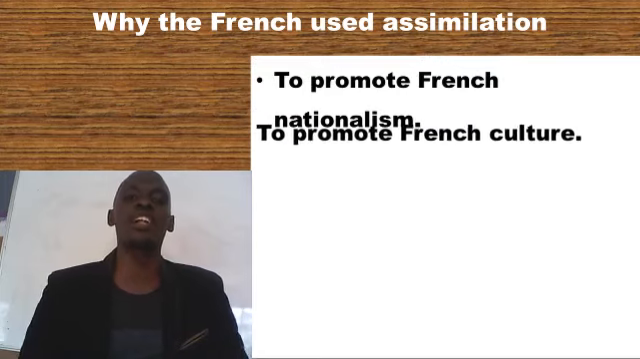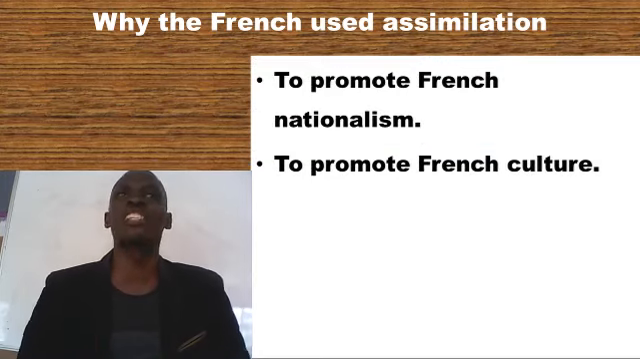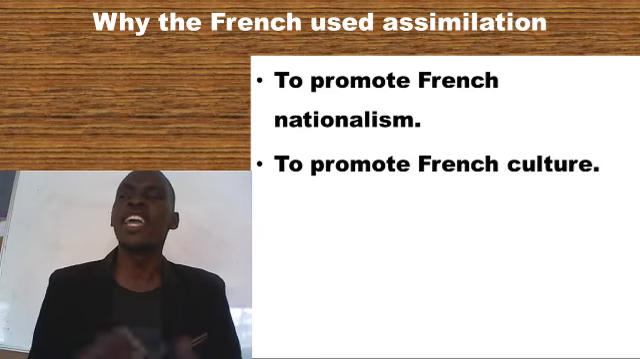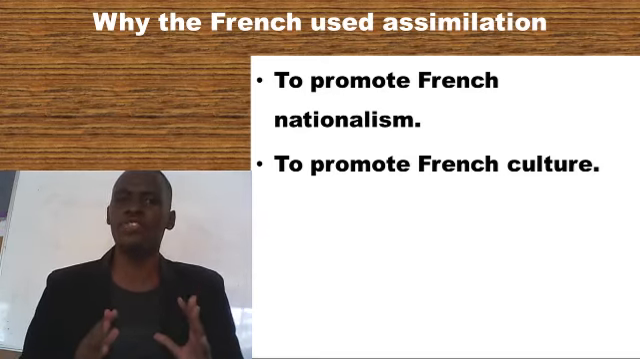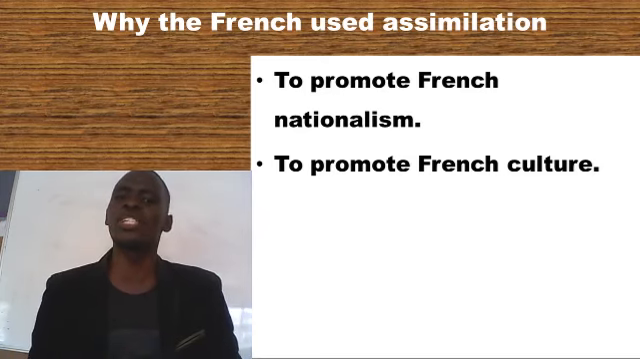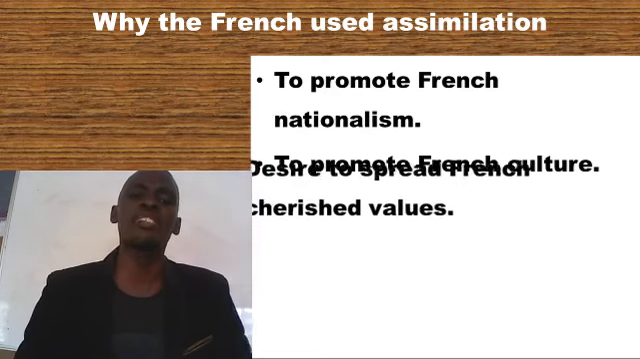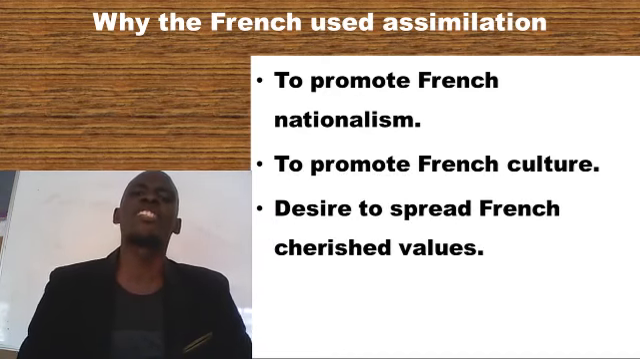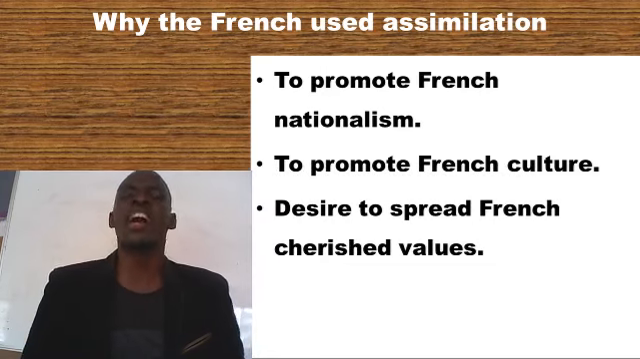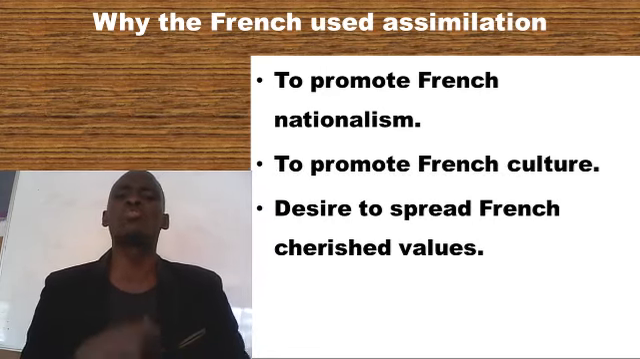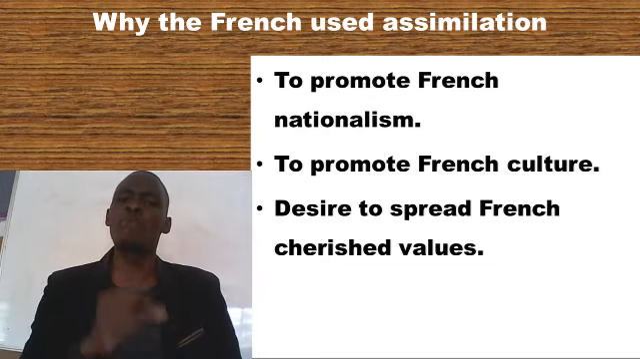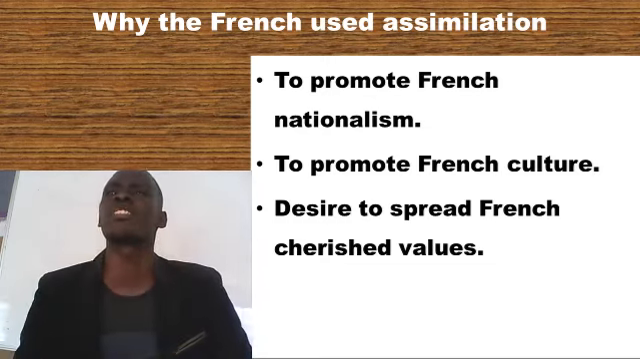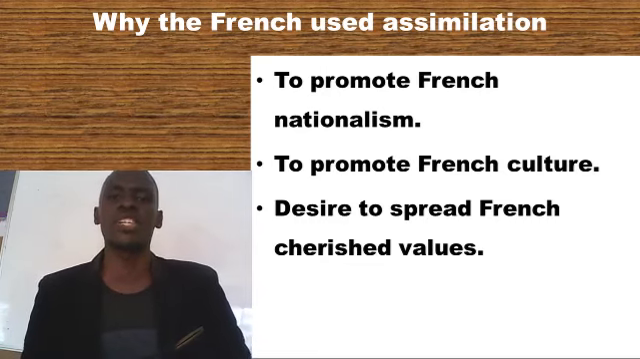Number two, boys and girls, they wanted to promote French culture. Of course, you all know that culture refers to norms and values of a given society. Now, for the case of the French, they wanted to promote French culture. The other one, boys and girls, is the desire to spread French cherished values. They wanted to promote the desire to spread French cherished values in West African territories.